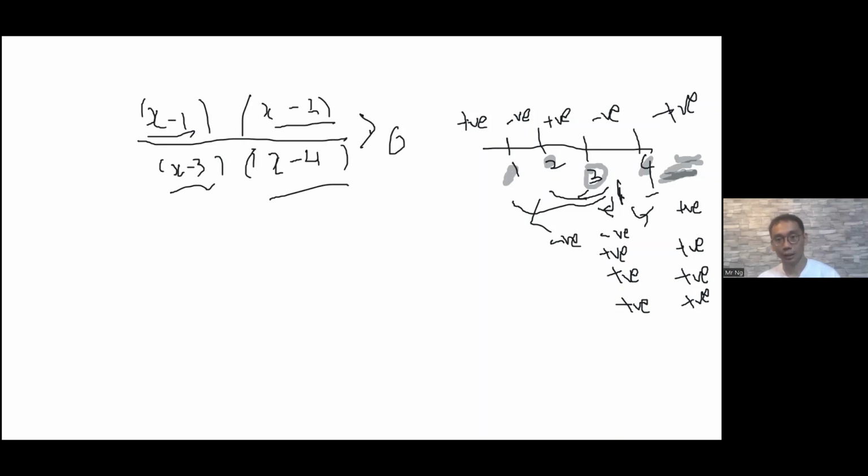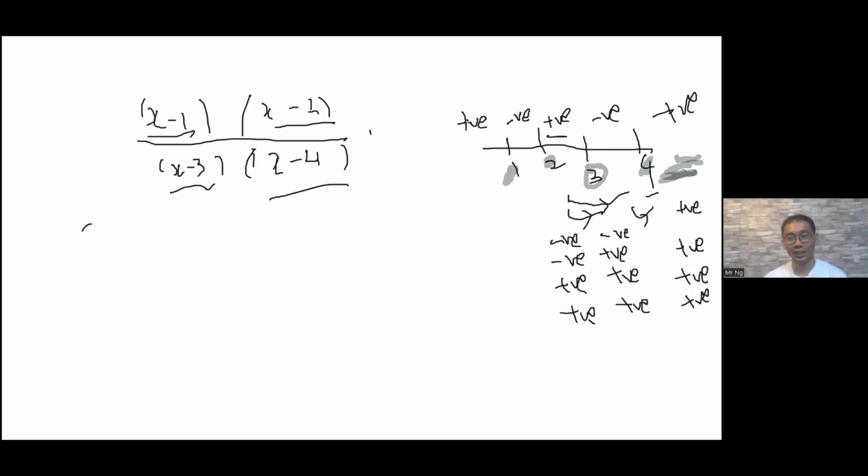Because something around here minus something big, then minus something big, minus 4, minus 3. So small minus big, negative, negative. Then big minus small, positive, positive. That's why overall it's going to give you positive. So on and so forth.